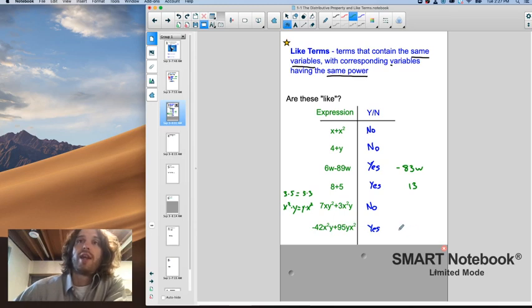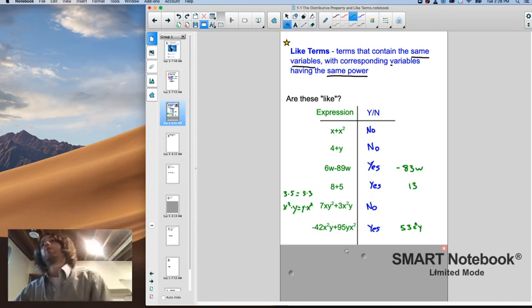So which one do I write when I add their coefficients? What's negative 42 minus 95? That's going to be positive 53. And then you can just pick one and it'll be correct, but the way that we all write it is typically in alphabetical order. So 53 x squared y, or y x squared, is an acceptable answer.